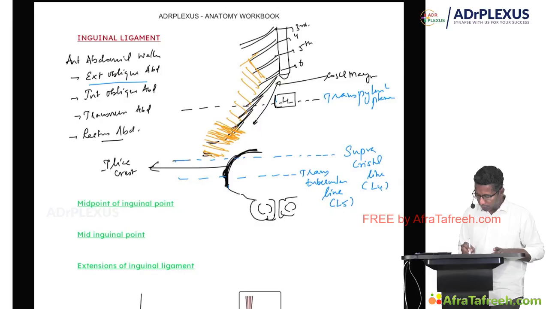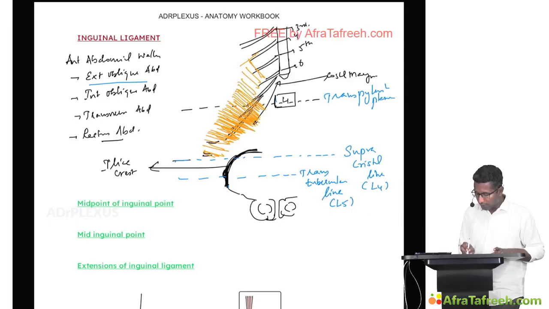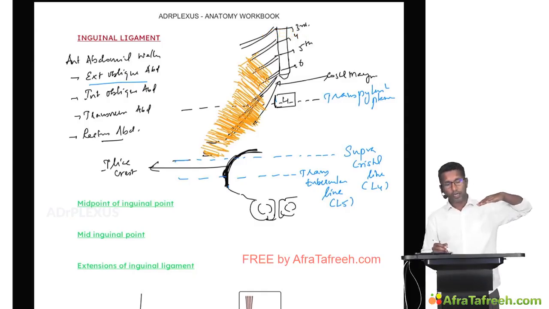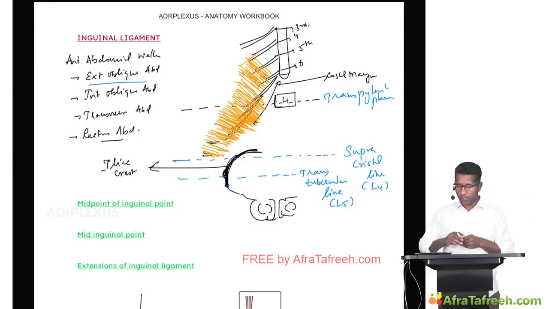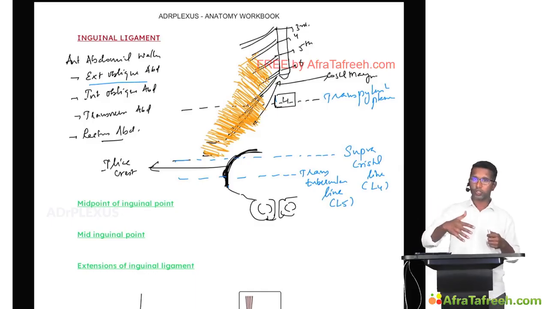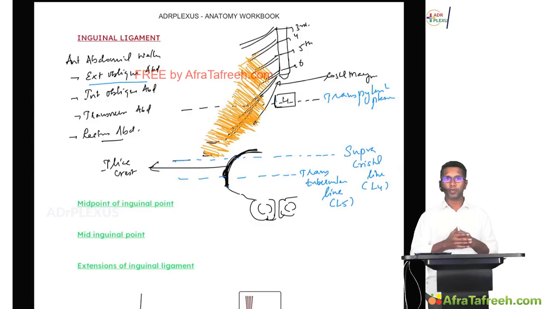Just see the direction of the fibers, how they are running. This direction is important in identifying this muscle. Starting from the 4th to the 12th rib, it runs in a downward and medial direction. See, if you put your hand into your pocket, the direction in which your hand goes is the direction in which these fibers go.